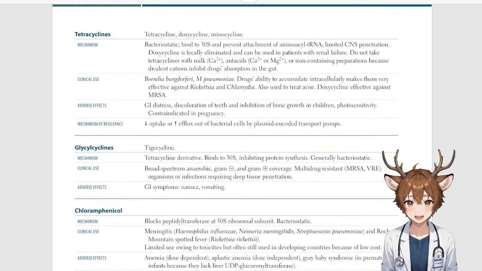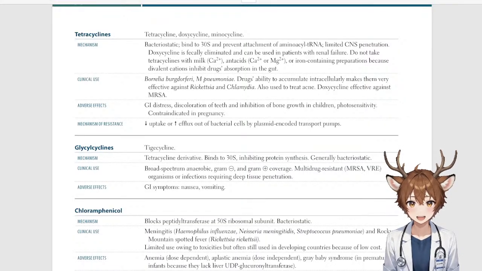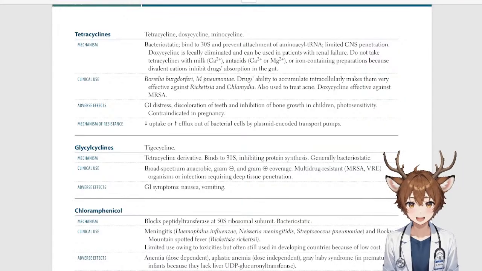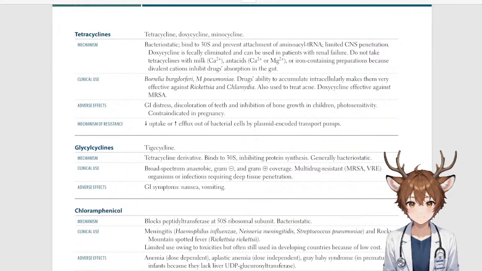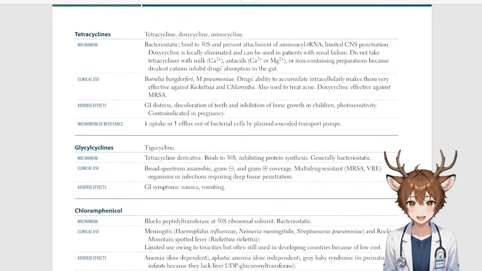Clinical use for tetracyclines: Borrelia burgdorferi, Mycoplasma pneumoniae. The drugs' ability to accumulate intracellularly makes them very effective against Rickettsia and Chlamydia. Also used to treat acne. Doxycycline is effective against community-acquired MRSA. The adverse effects of tetracyclines: GI distress, discoloration of teeth, and inhibition of bone growth in children.